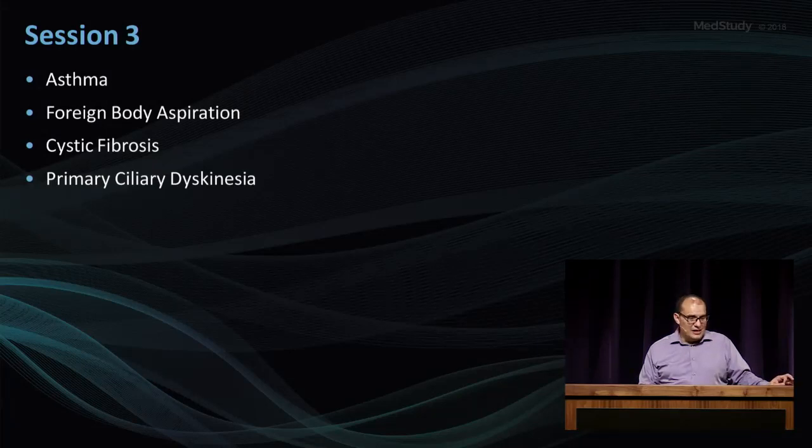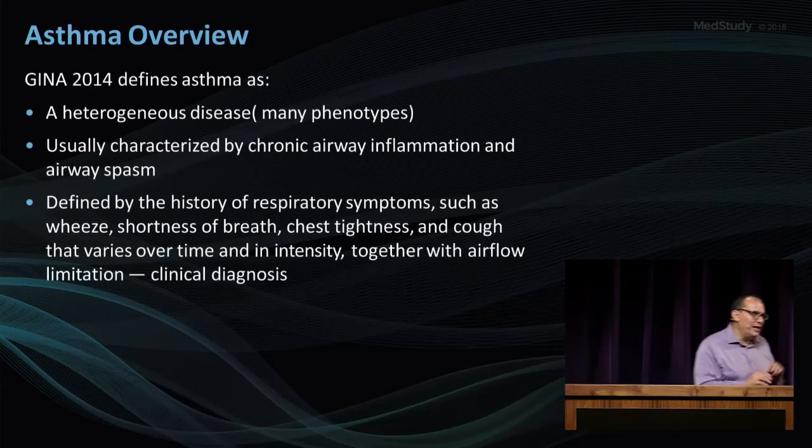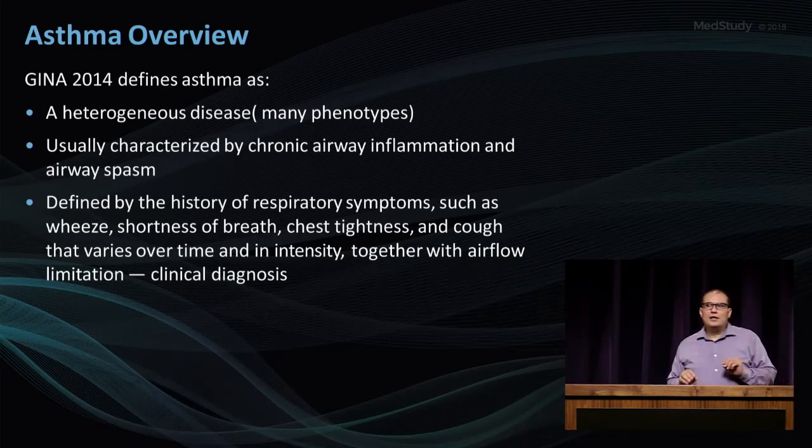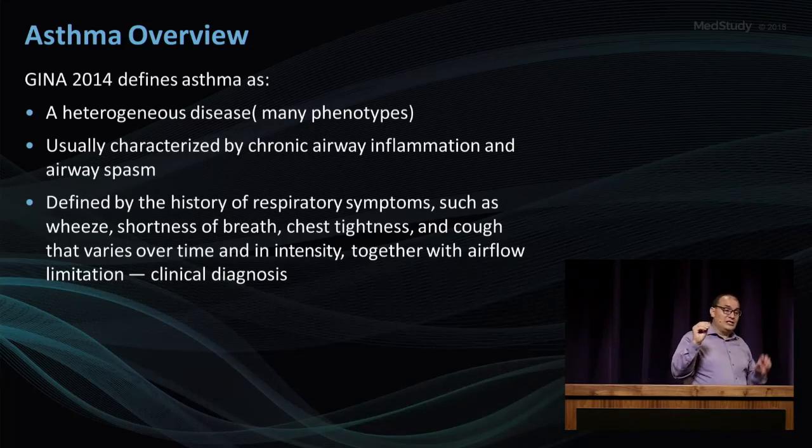So we'll talk about asthma, foreign body aspiration, cystic fibrosis, primary ciliary dyskinesia. Now, before I go into this, I'm going to highlight a couple of things about asthma, and you need them. Now, if I tell you asthma is one disease, is that correct or wrong? That's wrong. Asthma is a heterogeneous group of diseases. Remember, what's common in them is inflammation and spasm.